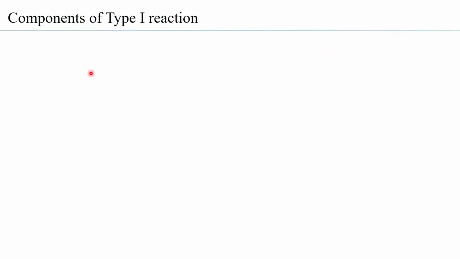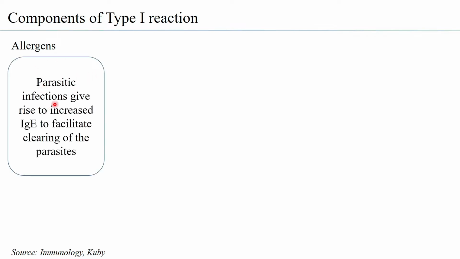So let us look, one by one, at the components of the type 1 reaction. The first thing we will consider is allergens. Allergens are the ones responsible for triggering the type 1 reaction. To understand allergens, let us look at how and why they are associated with IgE. Parasitic infections can give rise to increased IgE levels, and the IgE tends to facilitate clearing of the parasites from the system.